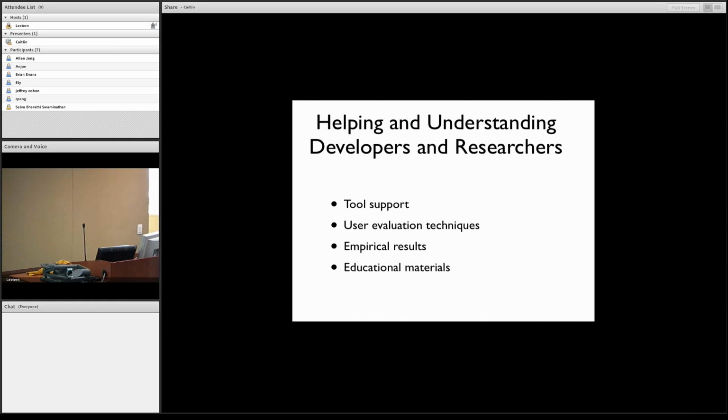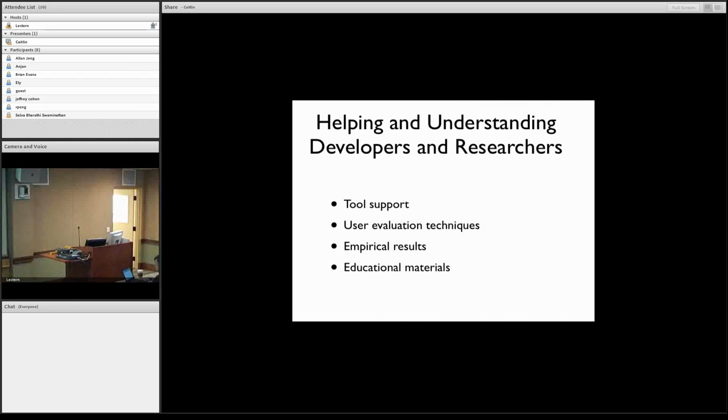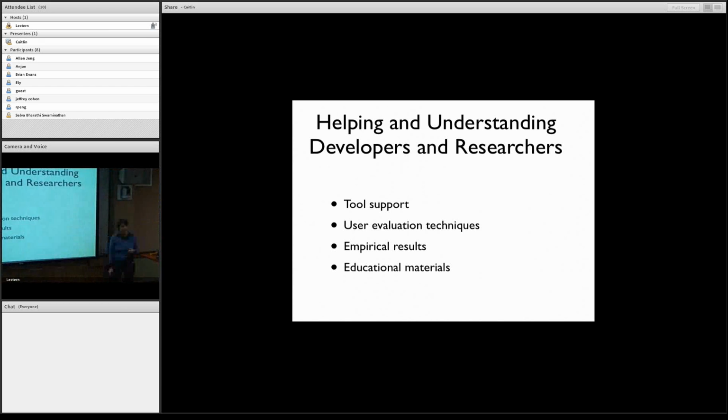Okay, so the key thing that I'm interested in as a researcher is helping and understanding developers, and to a lesser extent researchers. So this means things like developing tool support, program analysis tools, tools to find bugs in programs, things like that. Also development of novel user evaluation techniques and incorporating user evaluation techniques. Empirical results, so things like looking at developer artifacts to find out about behaviors, and also developing educational materials.